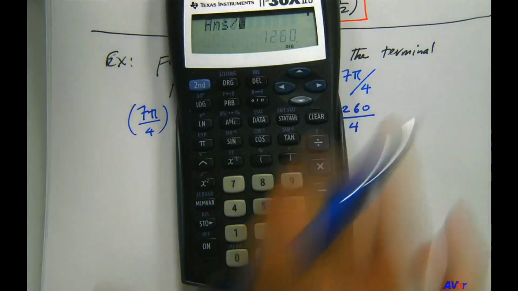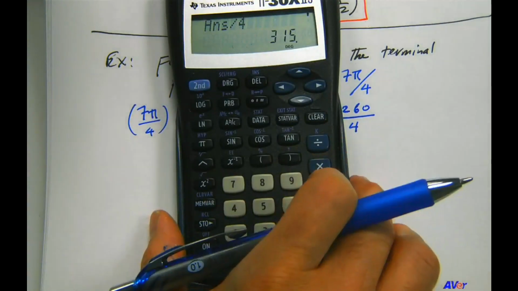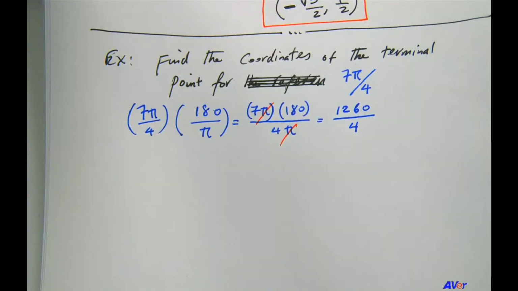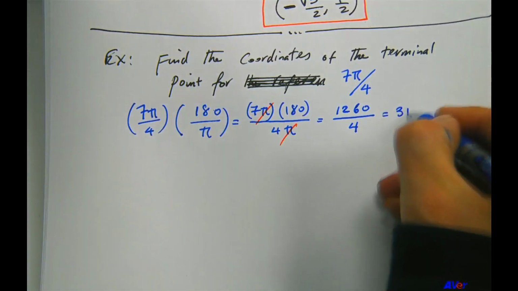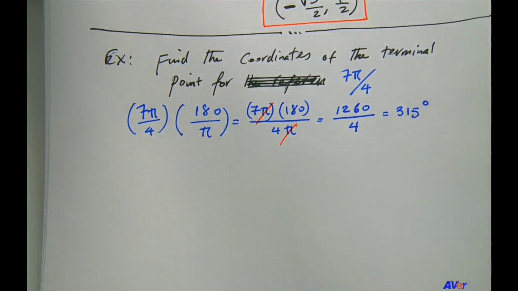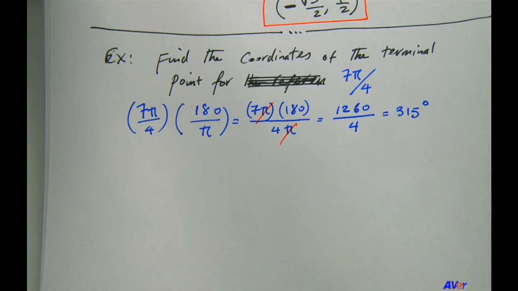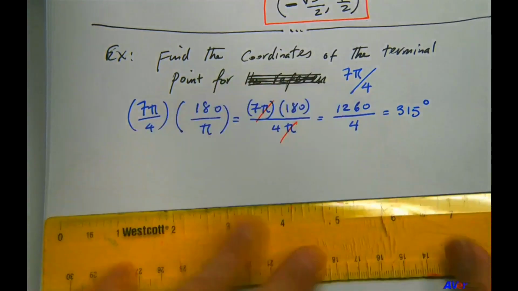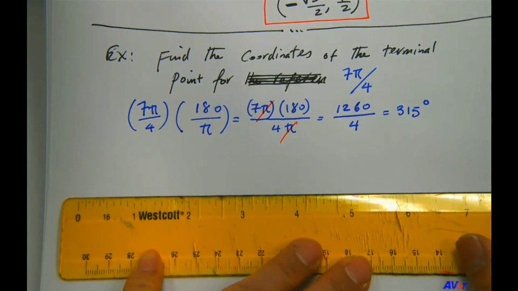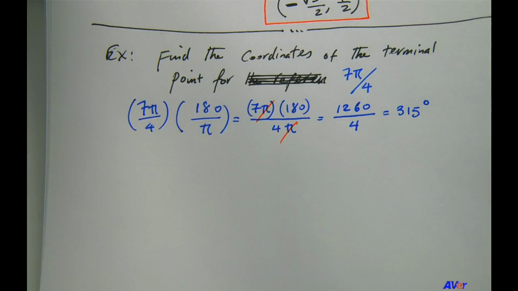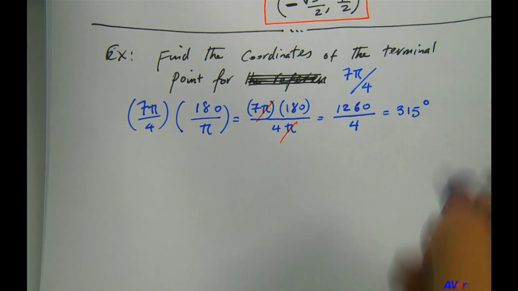So divide that by 4. We get 315 degrees. Like that. Okay. All right, so let's draw this using a little graph. We already know it's in the fourth quadrant, so actually let me mention that just as before.